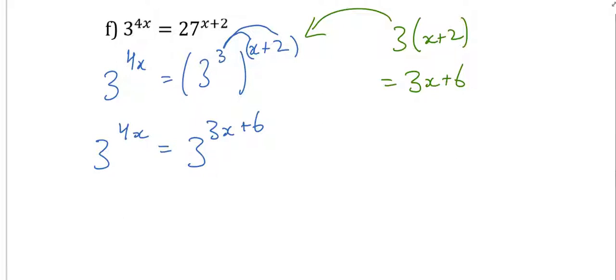Now I've got both left and right sides rewritten with the same base. Therefore, their exponents must be equal. And in this case, I'm going to subtract 3x from both sides, and we're done. X is 6.